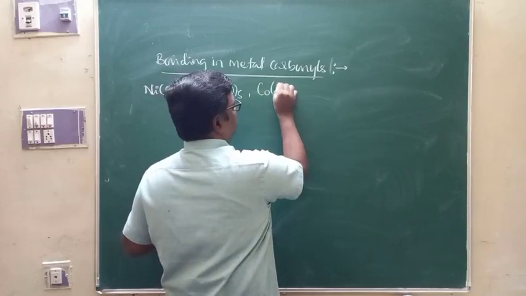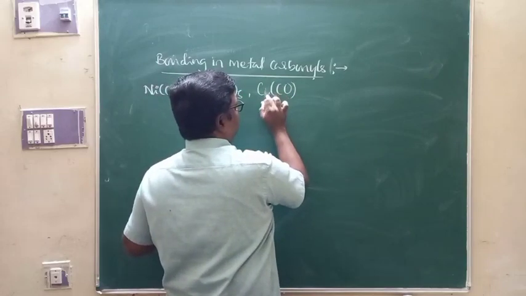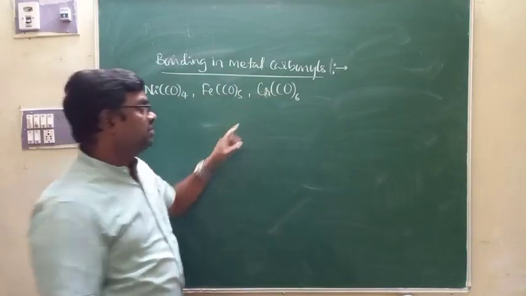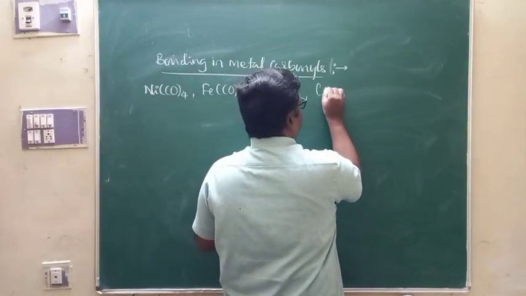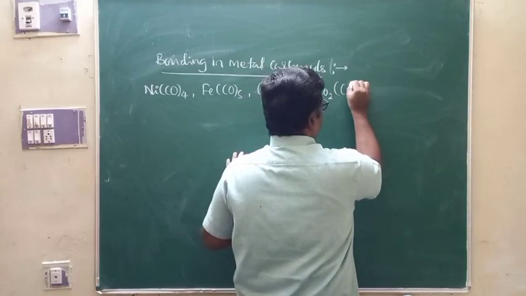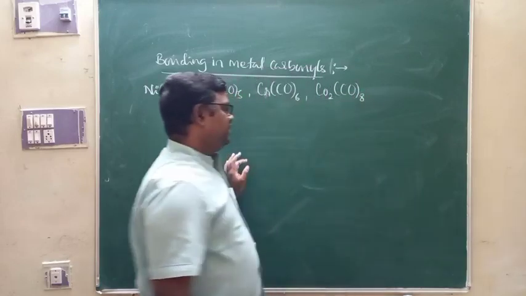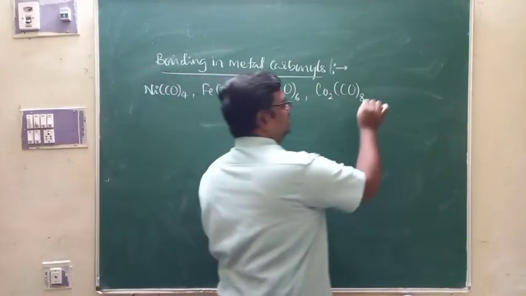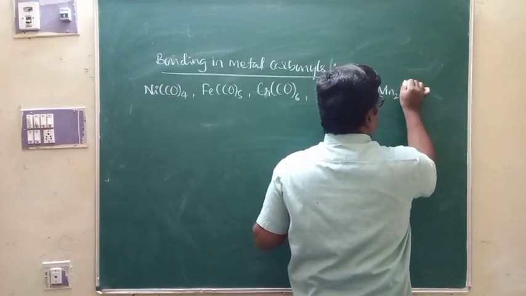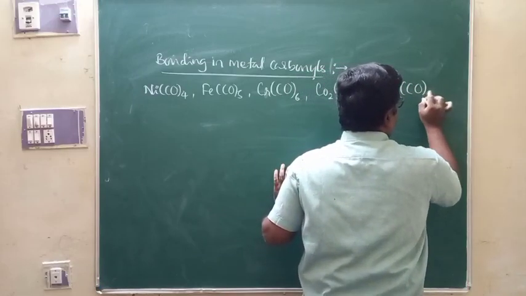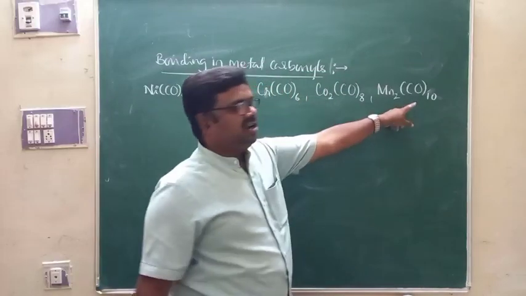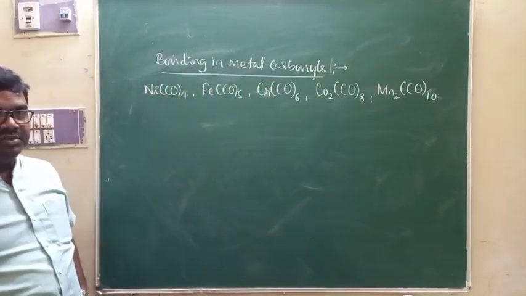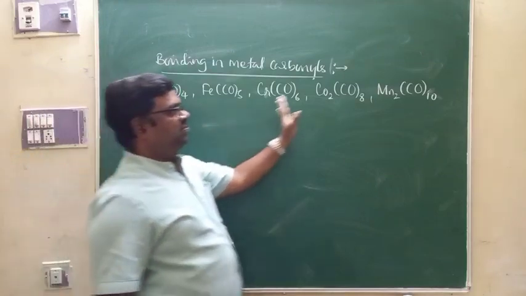One more is Cr(CO)6, hexacarbonyl chromium(0), and Co2(CO)8, octacarbonyl dicobalt(0), then Mn2(CO)10, decacarbonyl dimanganese(0). These are the carbonyls that you are supposed to study, especially the structures of these carbonyls, to be discussed.